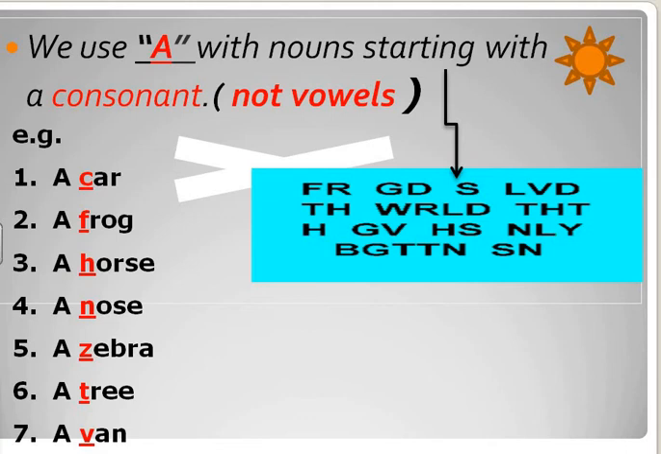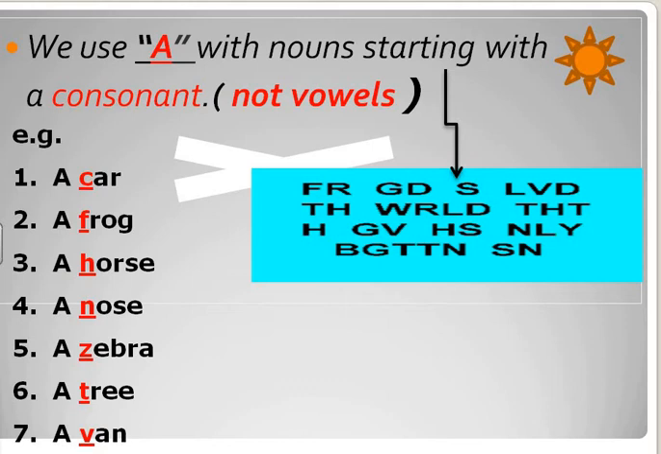We use a with nouns starting with a consonant. A consonant is not a vowel. So, any letter that is not a vowel, we call it a consonant. Okay? Such as the letters F, R, G, D, S, L, V, T, N. Okay, so any letter that is not a vowel, we call it a consonant.